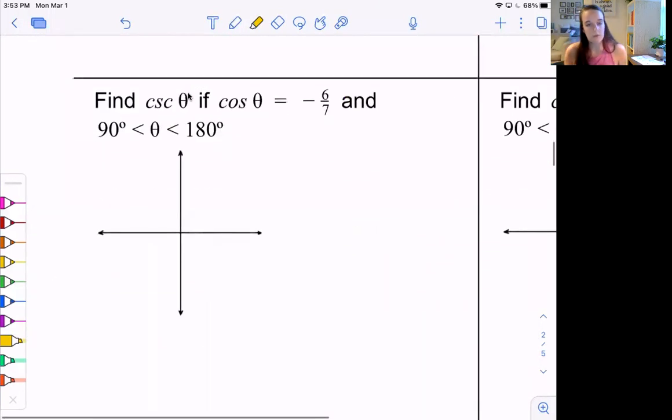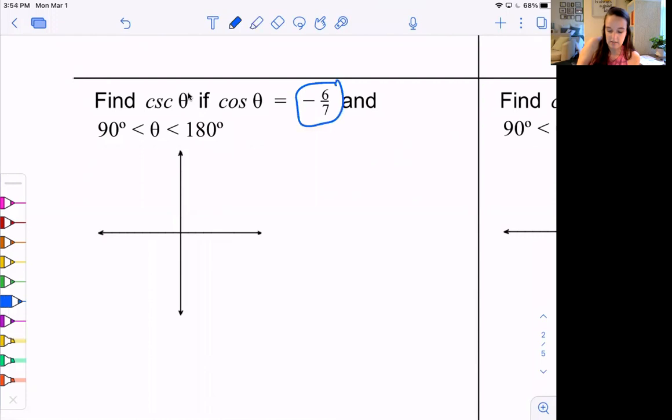So here we go. So find cosecant this time if cosine is negative 6 over 7, and the triangle is in 90 to 180, the second quadrant here. So here's my triangle. I know cosine is x over r. I know radius cannot be negative, so the negative must apply to the x, negative 6, which is good because I'm on the negative side here. R is 7. And then I want to go ahead and use Pythagorean theorem.